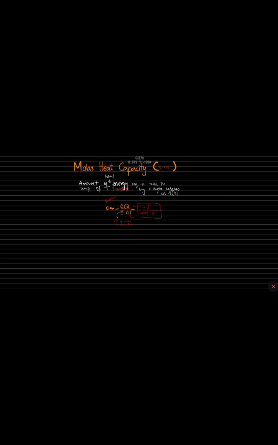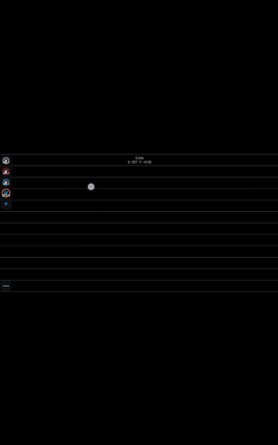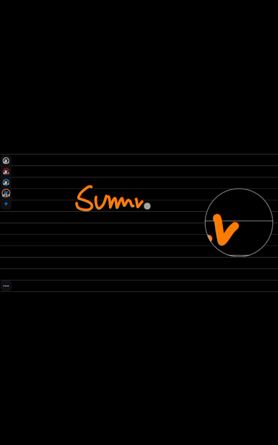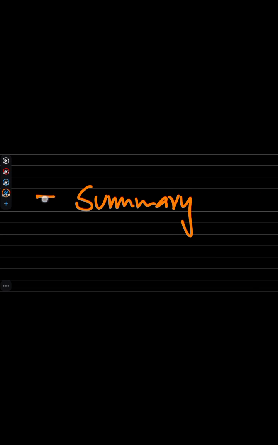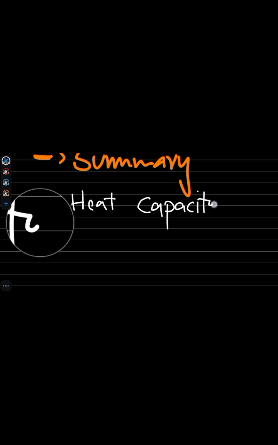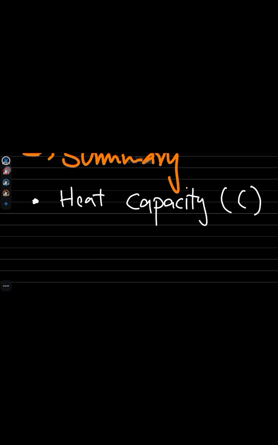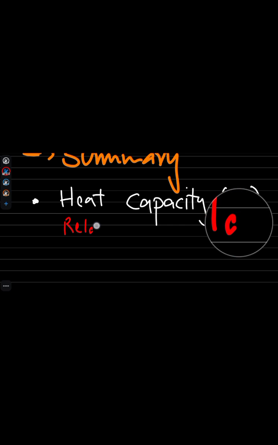Let me just give you a summary of it. The first thing is heat capacity, which is recognized by capital C. Heat capacity relates to the entire object.